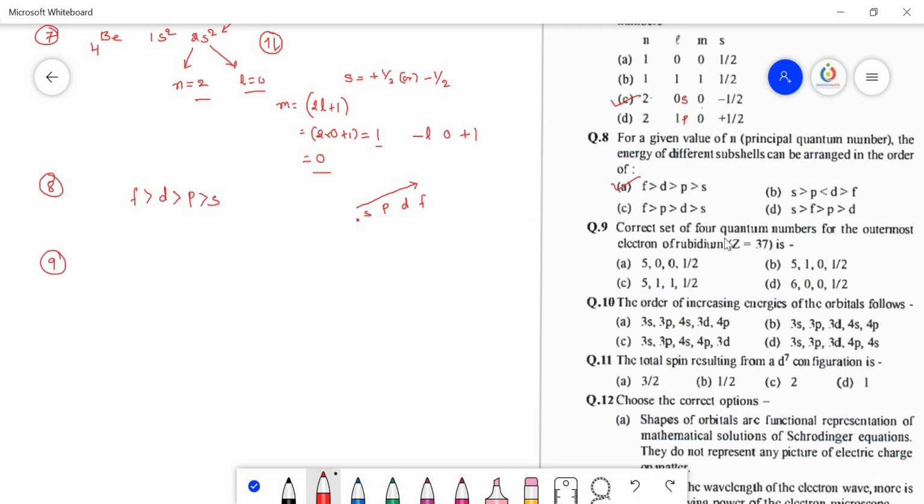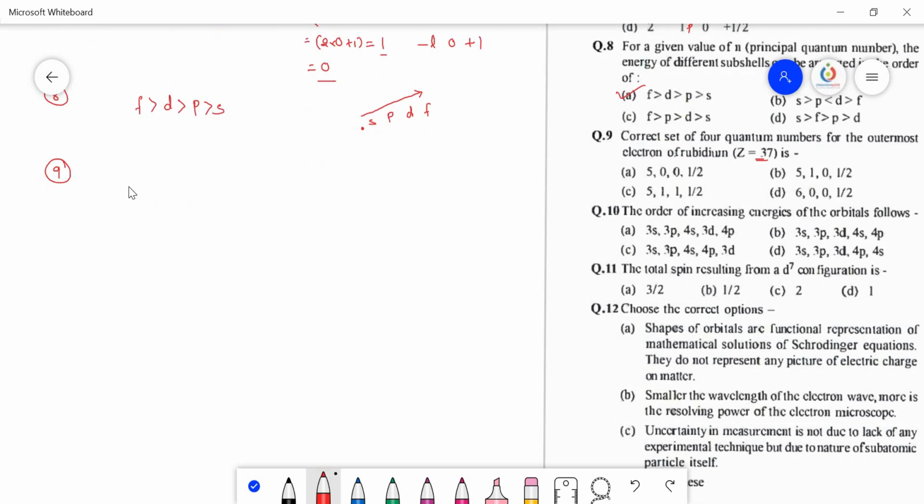9th question. Correct set of 4 quantum numbers for the outermost electron of rubidium. Atomic number is 37. So let's write down the 9th question answer. We know that first group elements are hydrogen, lithium, sodium, potassium, rubidium, cesium and francium. So for the first element it is always 1s1 configuration. Last electronic configuration I am writing. For lithium it will be 2s1, sodium it will be 3s1, potassium 4s1, rubidium 5s1, cesium 6s1 and francium 7s1. So rubidium we have to select.